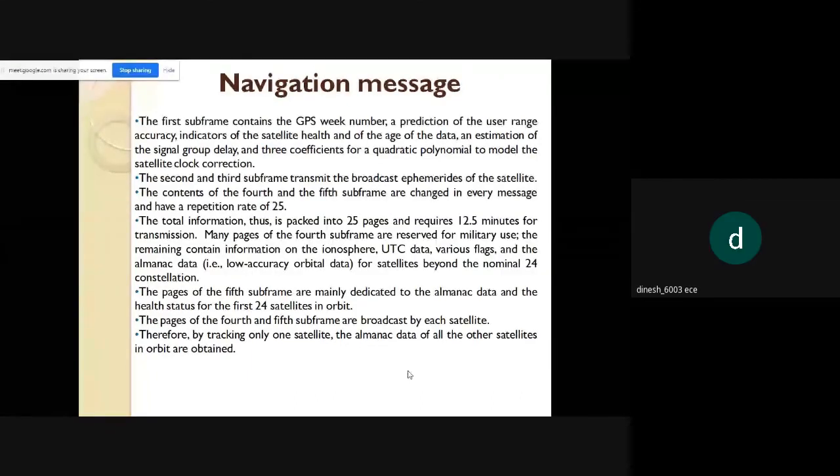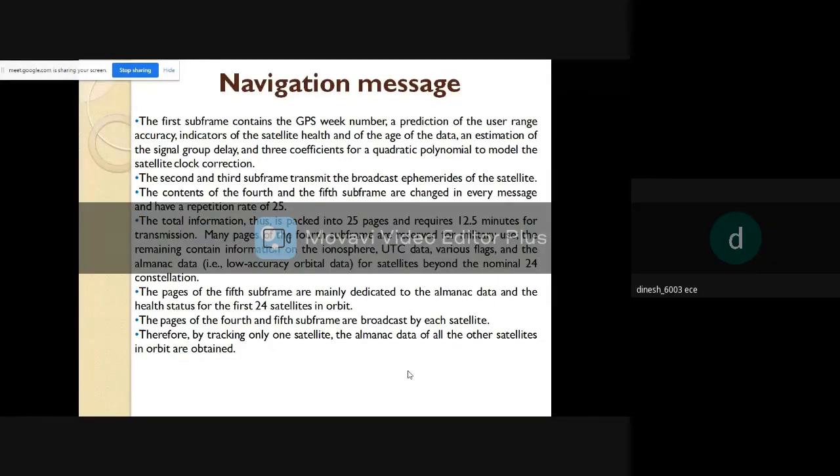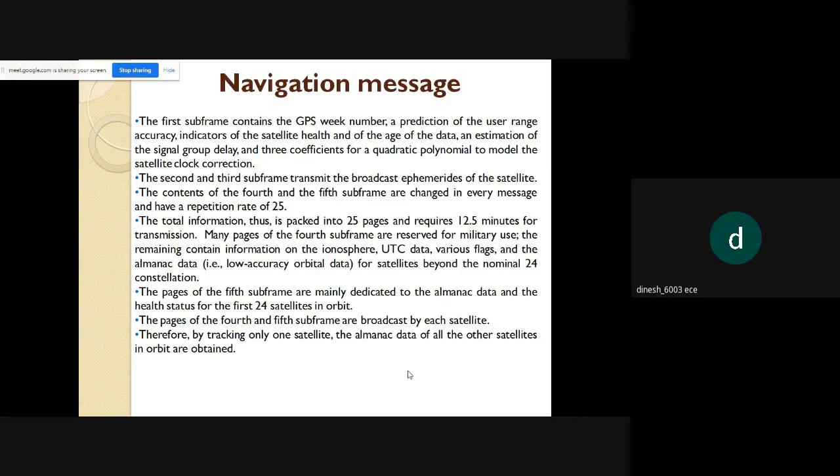Each satellite has to maintain this, so by tracking only one satellite we may get the almanac data of all the other satellites. If you are able to find the almanac data of one satellite, the remaining 24 satellites' almanac data we can easily identify. Why? Because all the 24 satellites' information will be shared equally in all the satellites.